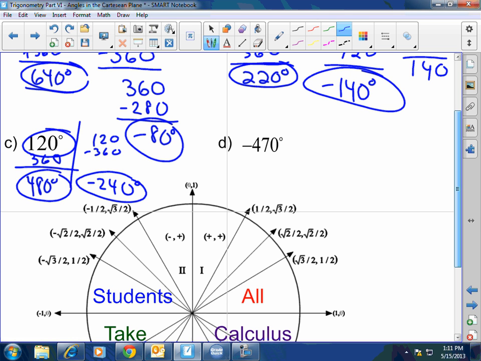Sir? It is. But I did it in my head. 360 minus 120 is 240. There's more negatives than positives, so it stays negative. Thank you, Bubble. What about negative 470?